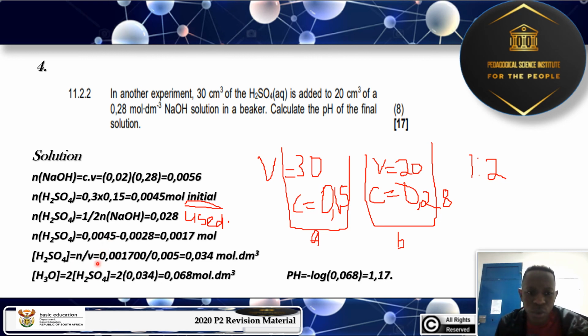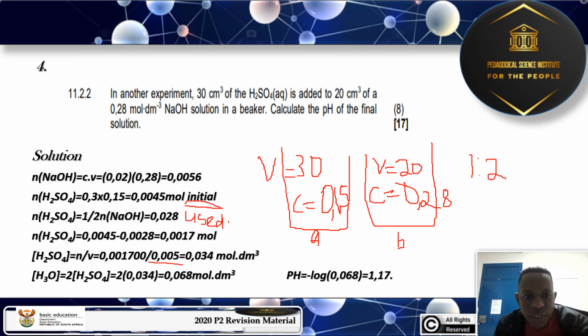The same formula that we're using: number of moles over volume. Then what is the number of moles? It is 0.001700. Oh yes, I forgot the 00 here. It is 0.001700 over... where do we get this volume? This volume is the total volume. Let me show you this volume.